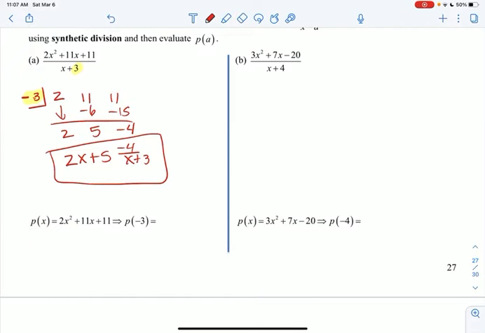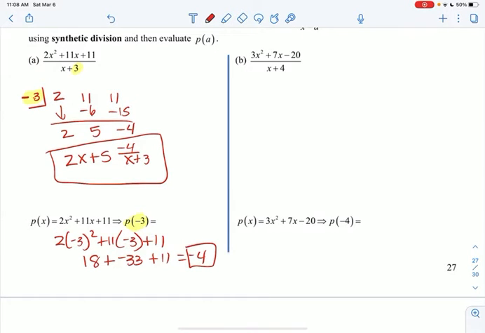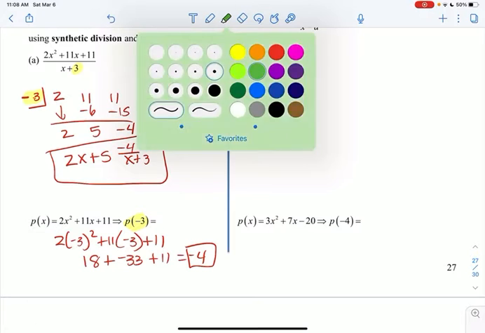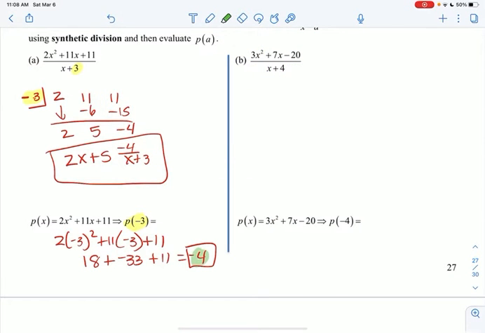Again, they want me to evaluate that p of negative 3. Okay, so 2 times negative 3 squared plus 11 times negative 3 plus 11. So that's 9 times 2 is 18, negative 33. 18 plus negative 33 plus 11 is negative 4. Okay, so when I evaluate it, it's the same thing as my remainder was. All right, do one more synthetic division.